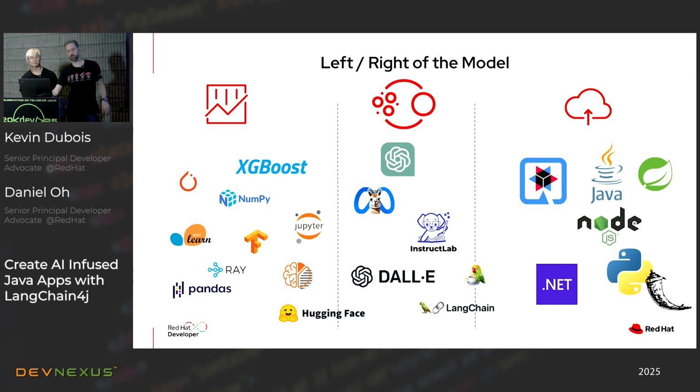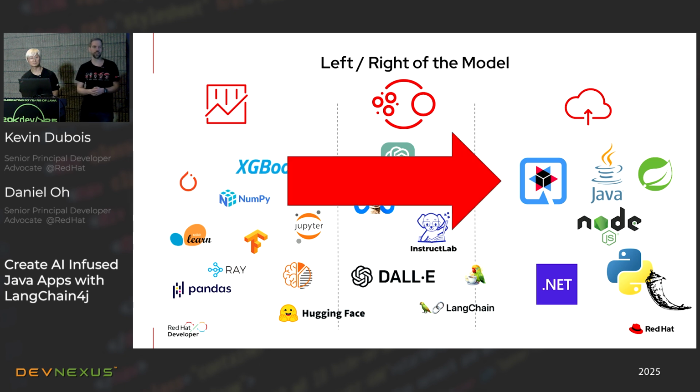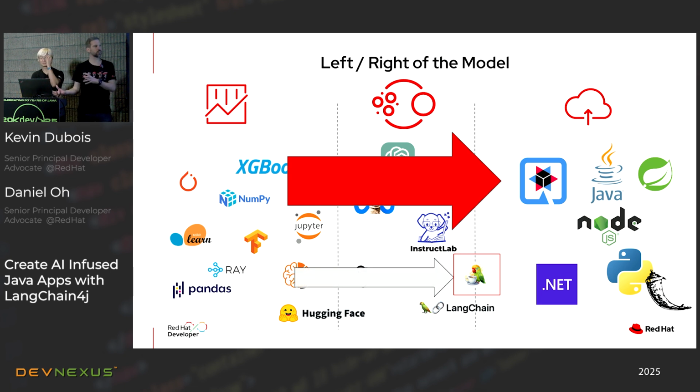And you can see some familiar logos. So you see Java and Spring and Quarkus, because we can actually use our existing stacks to leverage these AI models and add really interesting capabilities to our applications. So today, we're going to look at a specific project, which is LangChain4j, which allows us to bridge the gap between the models and our Java code.